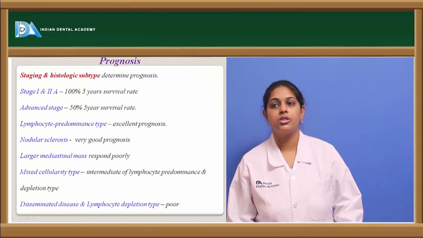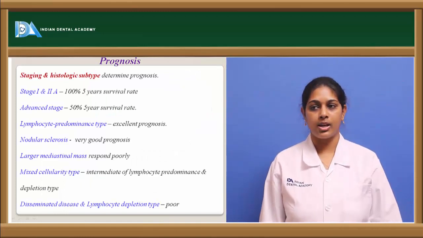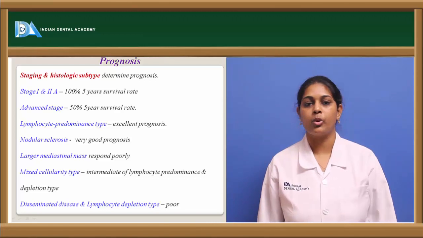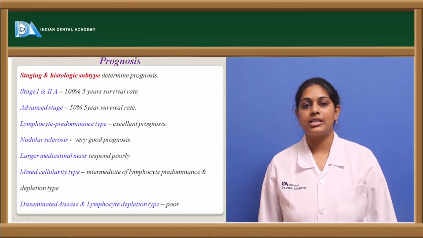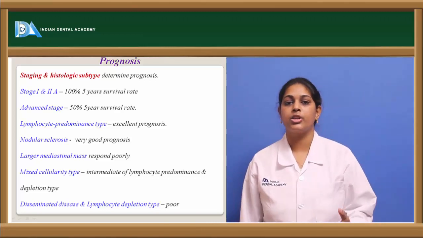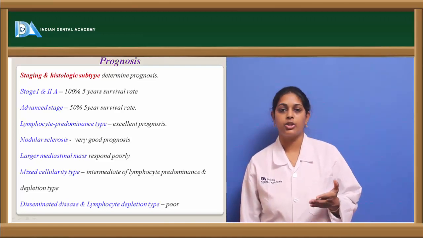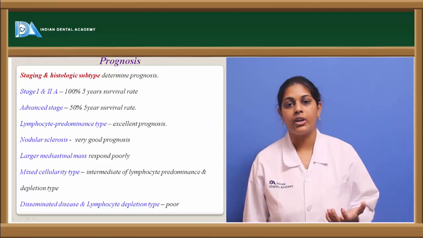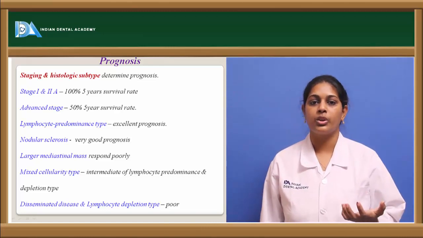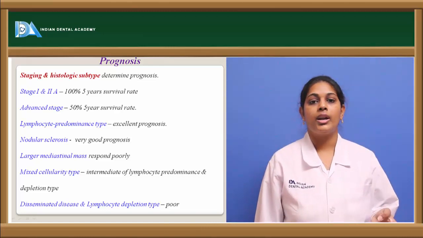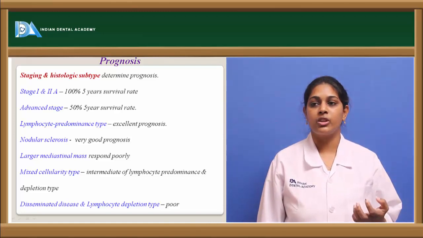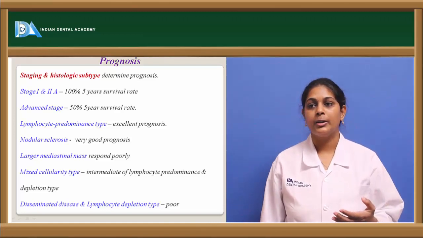Coming to the prognosis, usually the staging and histological subtype majorly determine the prognosis. Based on the staging, we can give the prognosis. Stage 1 as well as stage 2A have a better prognosis, with a 100% 5-year survival rate, whereas in advanced stages, there is a 50% 5-year survival rate.